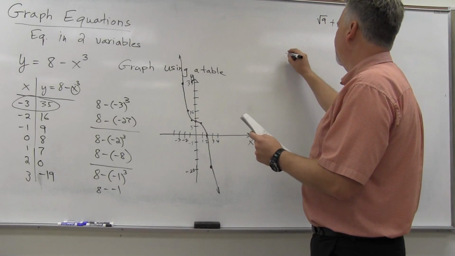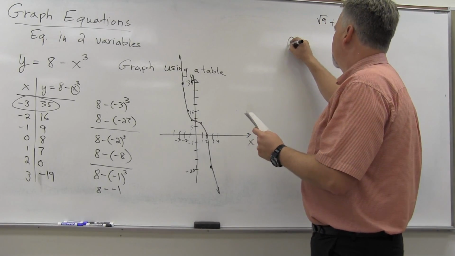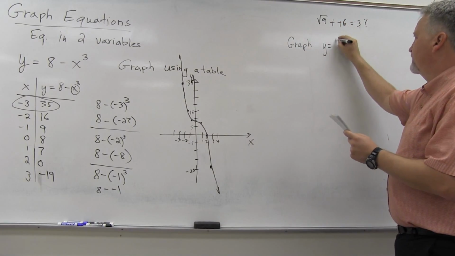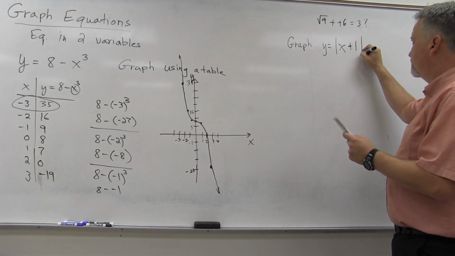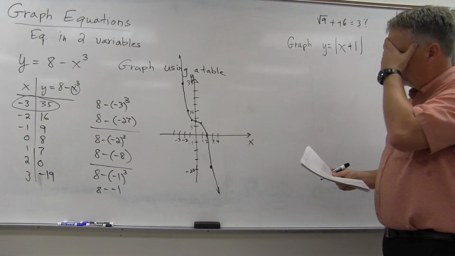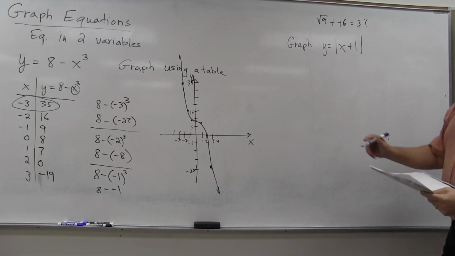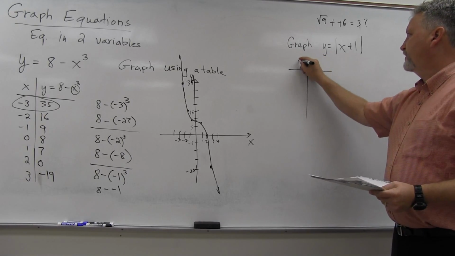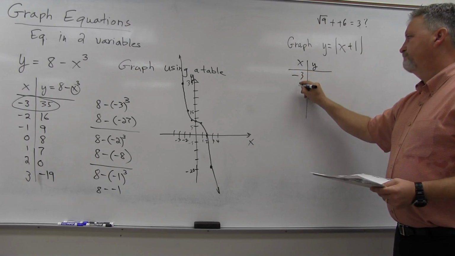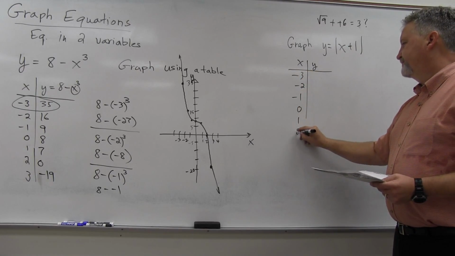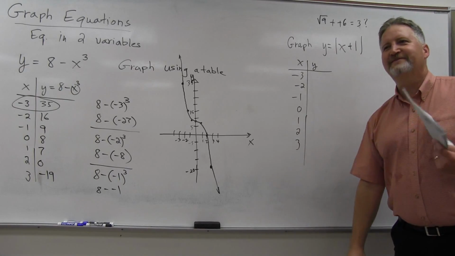All right, so same thing. Let's graph y equals absolute value of x plus 1. Same table, negative 3 to positive 3. Sometimes more, sometimes less are needed, but for now, that's what we'll use. Okay.